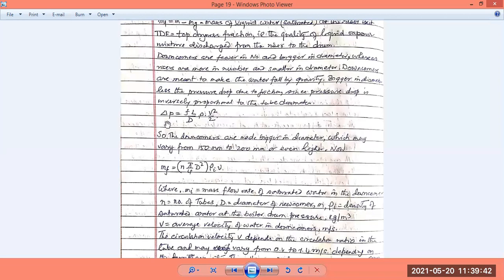That is the pressure differential. MF is the mass flow rate of saturated water in the downcomer itself. Just one second. Downcomer.